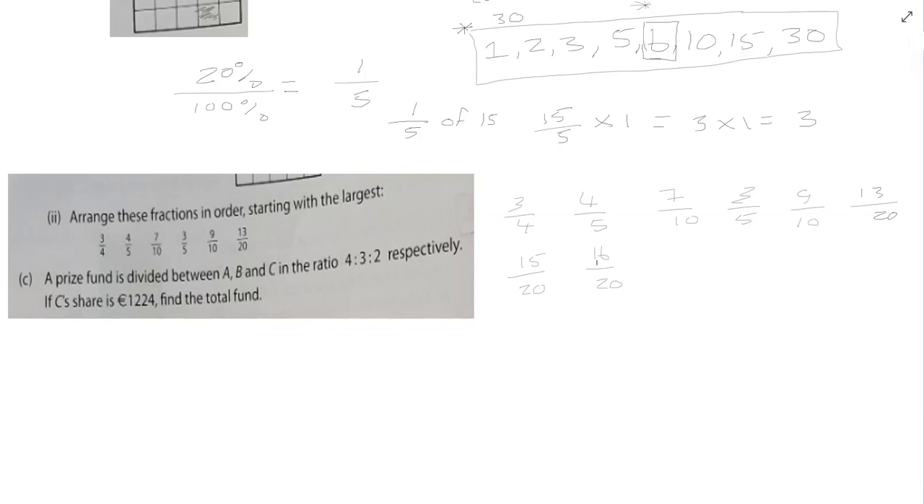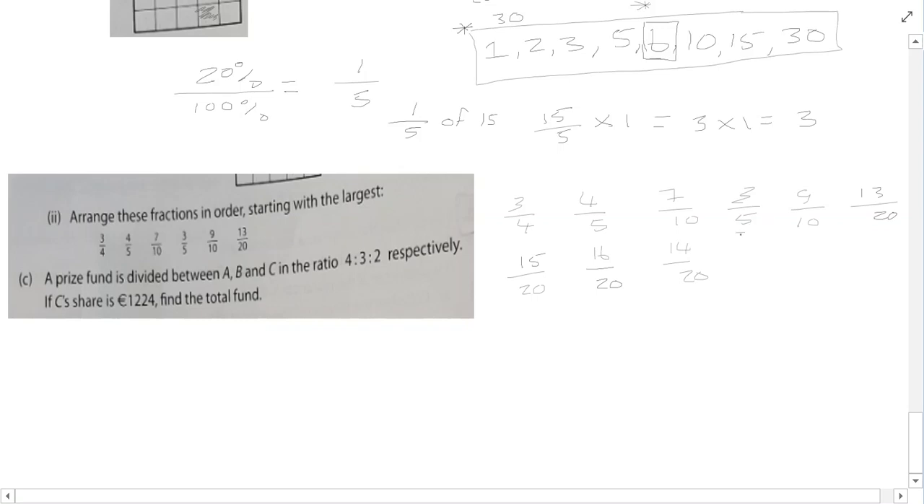Then I move on to this one, and I think about what I have to do to the bottom to change it to 20, what I have to multiply it by, and then I have to do the same at the top. I have to multiply the bottom by 2 to change the 10 to a 20, so then I have to multiply the top by 2 as well. So the bottom is going to be 20, and the top is going to be 14.